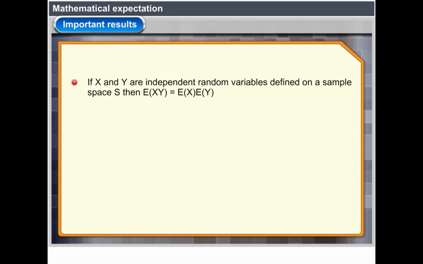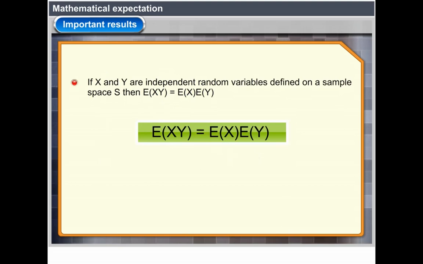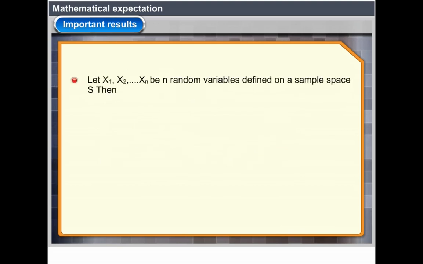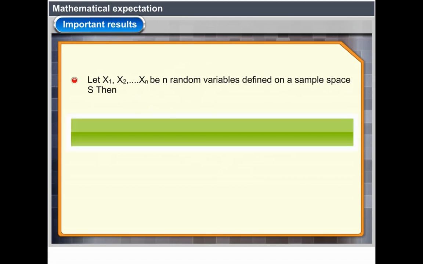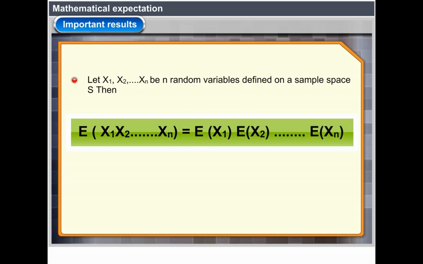If X and Y are independent random variables defined on a sample space S, then expectation of XY equals expectation of X into expectation of Y. Let X1, X2, etc. till Xn be n random variables defined on a sample space S, then expectation of X1, X2, etc. till Xn equals expectation of X1 into expectation of X2, etc. expectation of Xn.